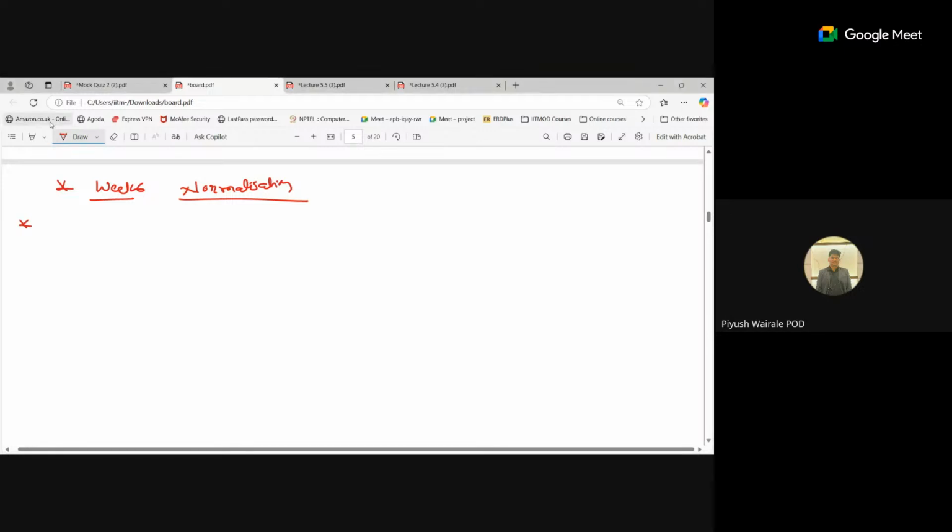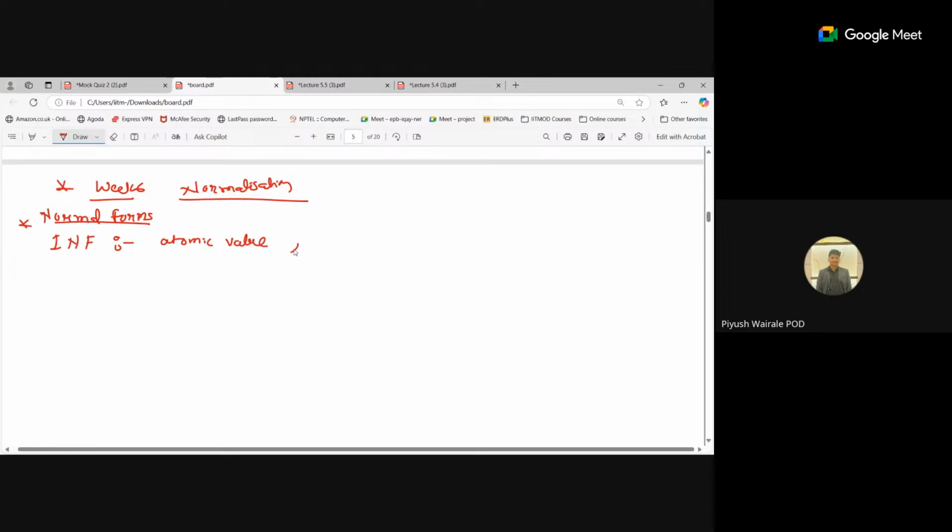Okay. So tell me, what are the normal forms we have? 1NF. What is the condition for 1NF? Atomicity. No multi-valued attributes. Atomic values. It means what?